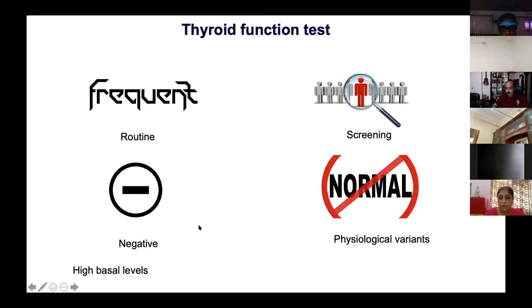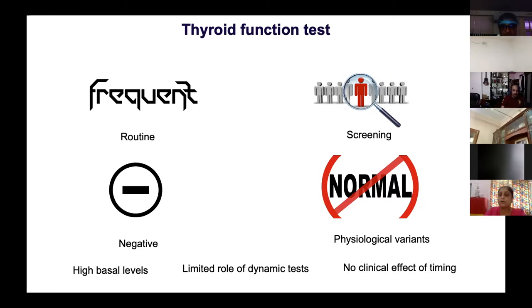And the smaller the children, the higher the basal values of thyroid hormones. Then there is a limited role of dynamic tests. Like in many endocrine disorders, as we have talked about with growth hormone, you go for a stimulation test. But in thyroid there is a limited role of dynamic tests, and a static test would do fine in evaluating thyroid. And there is no clinical effect of timing.